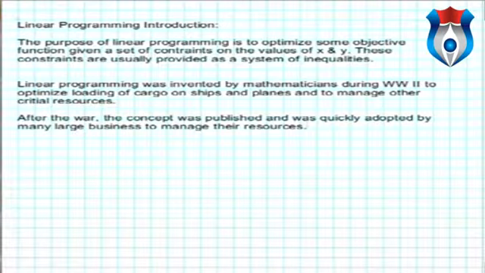Linear programming was invented during World War II by mathematicians to support the war effort, and they came up with methods to optimize the amount of cargo that they could load on ships and planes. This technique was kept secret during the war because we didn't want it to get to our enemies. After the war, it was published and has been adopted by many large corporations for managing their resources.